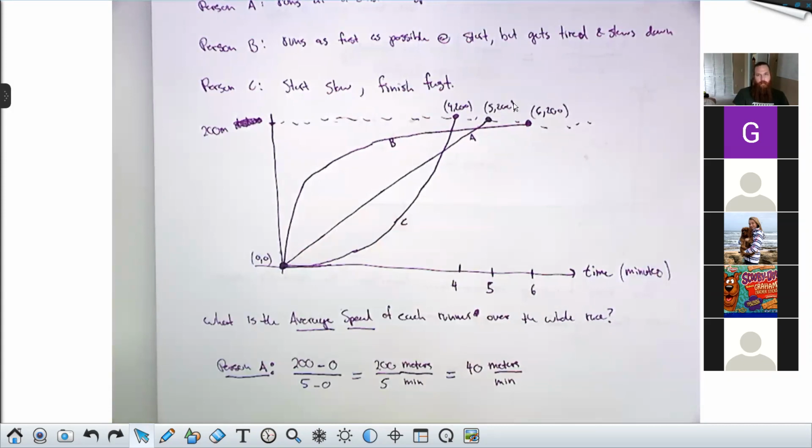Right, so we just want to find the slope of the line connecting this point to this point for person A. That's y2, or f of 5, minus f of 0 over 5 minus 0.